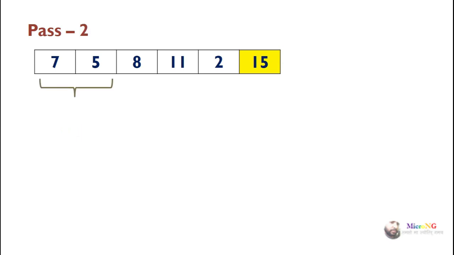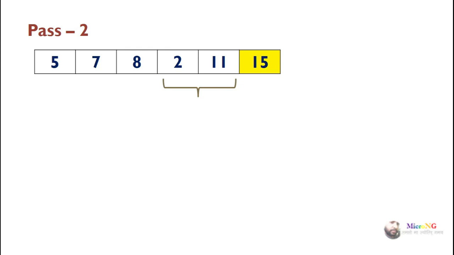Let's go to pass number 2. In pass number 2 we compare 7 and 5. 7 is bigger when compared to 5, so it will get swapped. Next 7 and 8. 7 is smaller when compared to 8, so no swap. 8 and 11. 8 is smaller than 11. 11 and 2. 11 is bigger when compared to 2, so they need to swap.